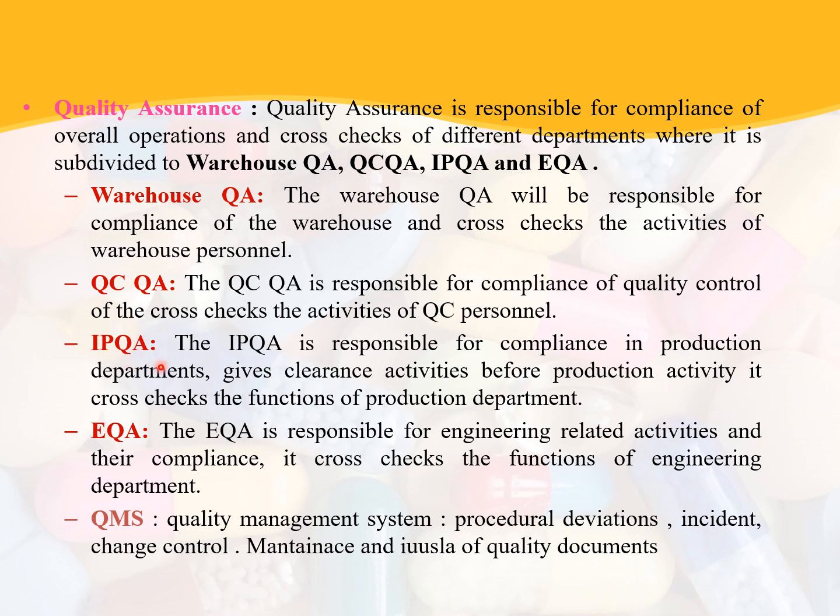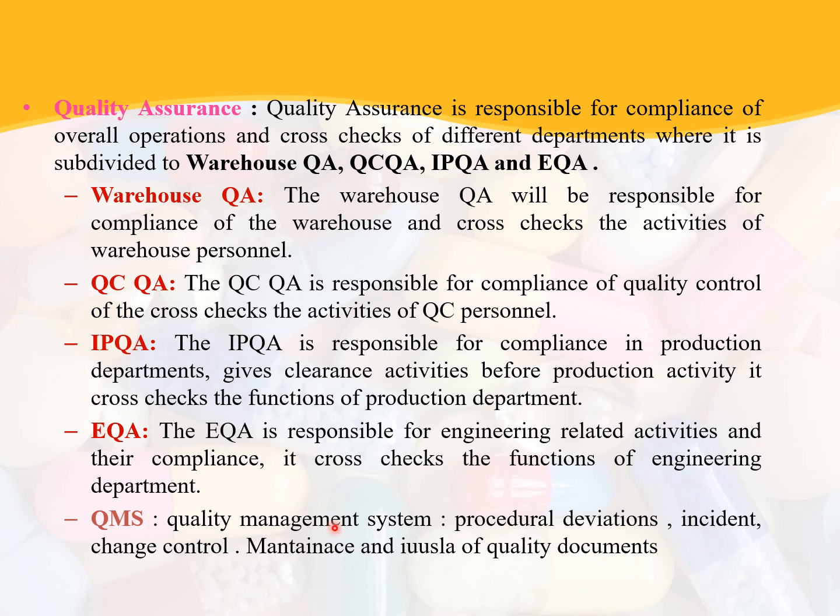Next, coming to in-process quality assurance, IPQA. It is responsible for compliance in the production department. It gives clearance before production activity and it cross-checks the functions of the production department. Coming to engineering quality assurance, EQA is responsible for compliance of engineering related activities and it cross-checks the functions of the engineering department. Finally, quality management system, QMS.